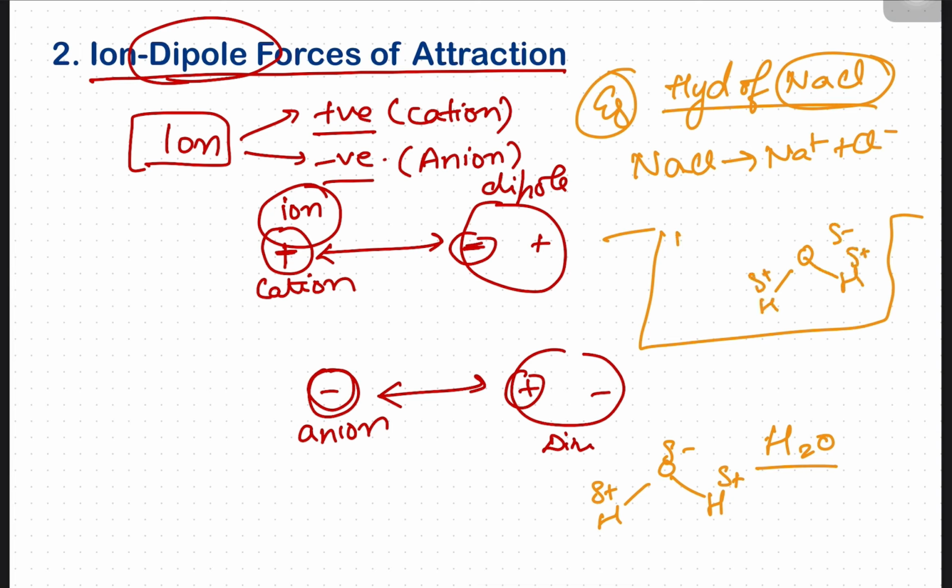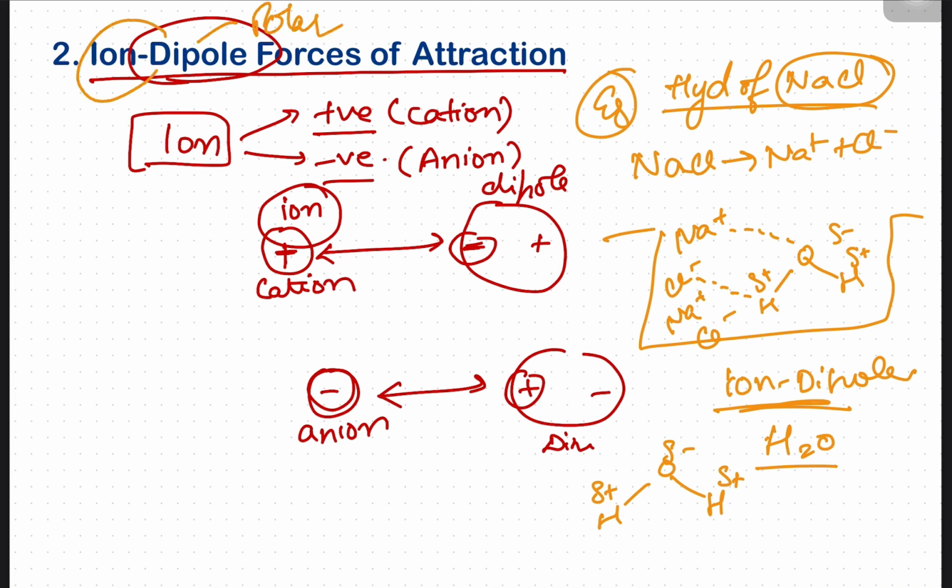Now when we dissolve NaCl, it will split into ions, Na+ and Cl-. Na+ will have a force of attraction with the O atom, while Cl- will have a force of attraction with H. So this is ion-dipole force of attraction. Clear? One, you should have a polar molecule. A dipole is basically a polar molecule, and two, you should have an ion. So the forces of attraction existing between the ion and a dipole are known as ion-dipole forces of attraction. I hope this one is clear.